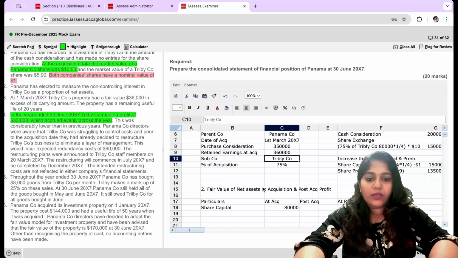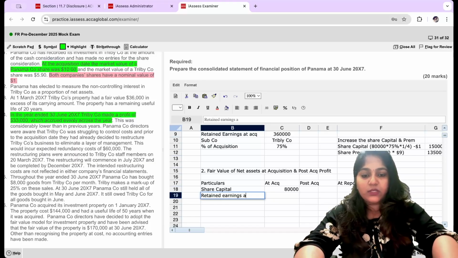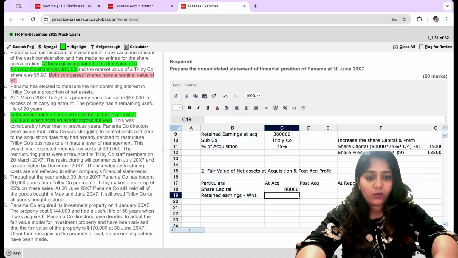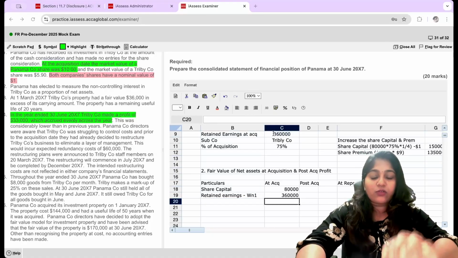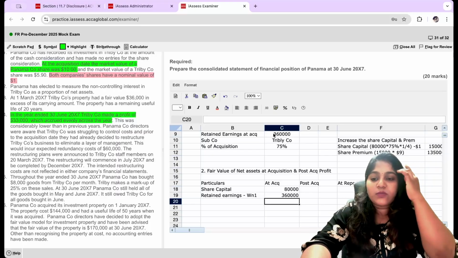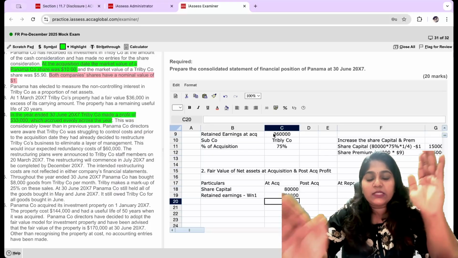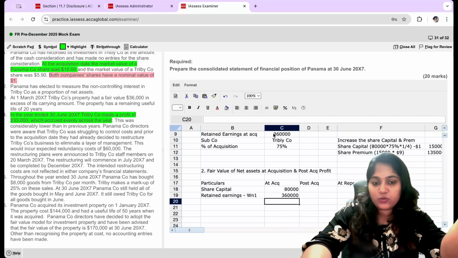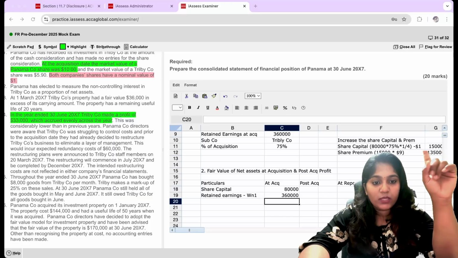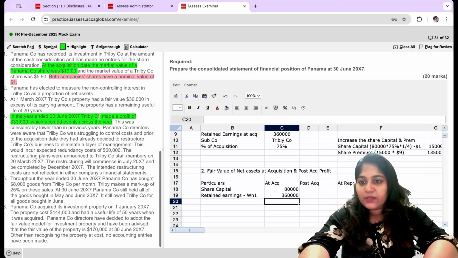So what you can do is give the reference to this particular cell. Now, my retained earnings at acquisition is coming from working note number 1. Please give the reference as and when you write. You do not get to write just the way you want, because the examiner will not be able to understand. Please give the reference as and when you take the values from different working notes. Now look at this, read one by one.